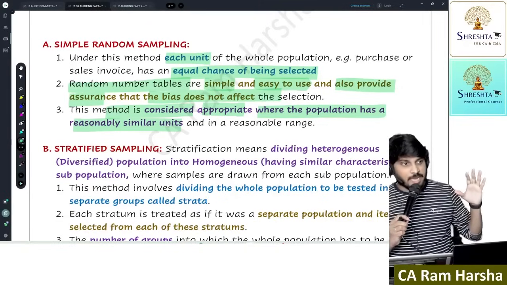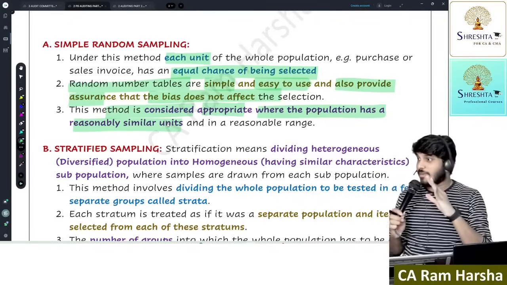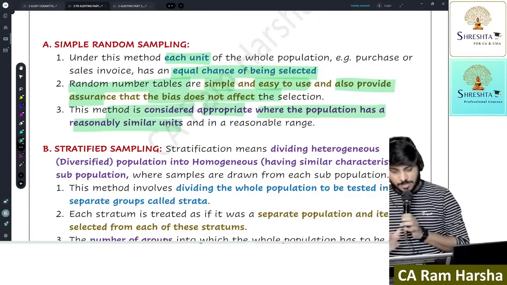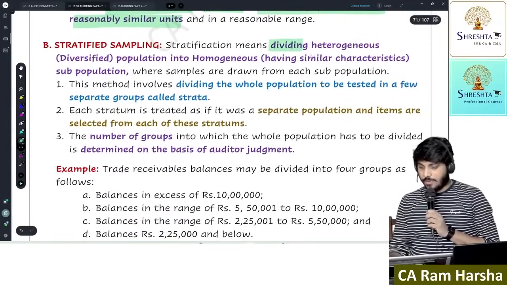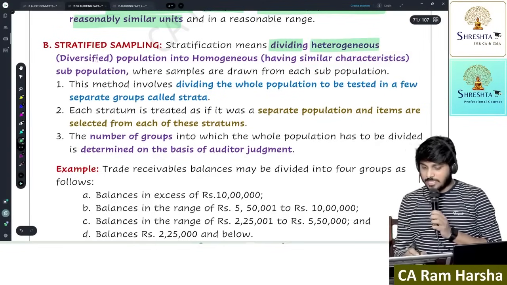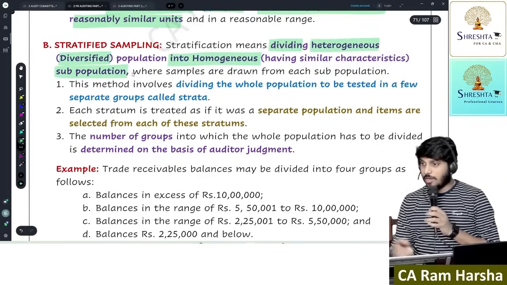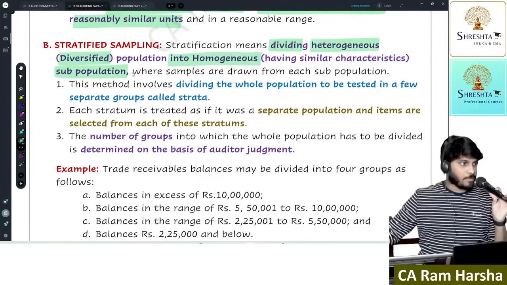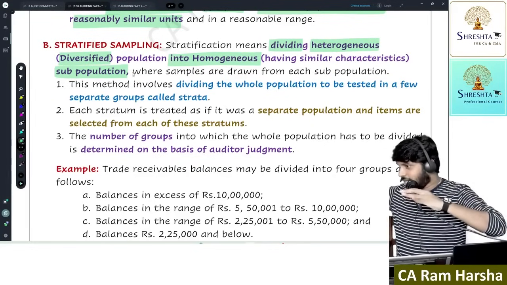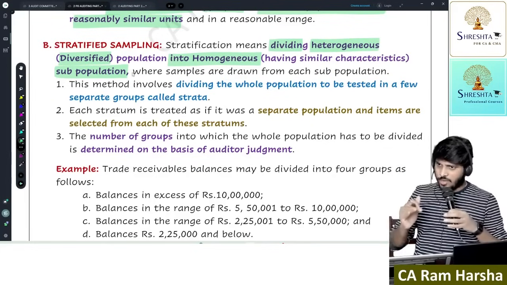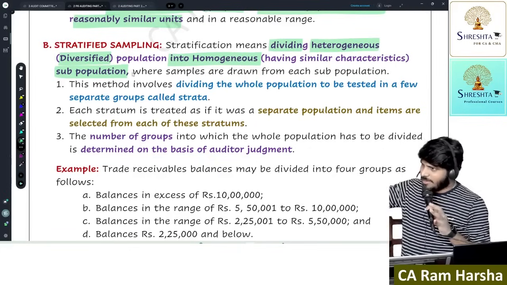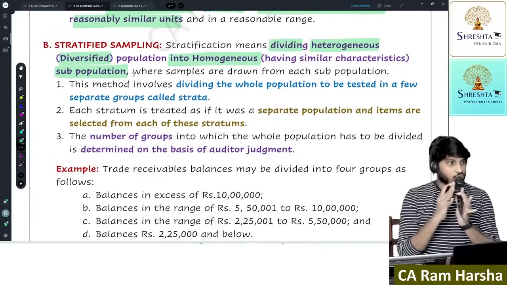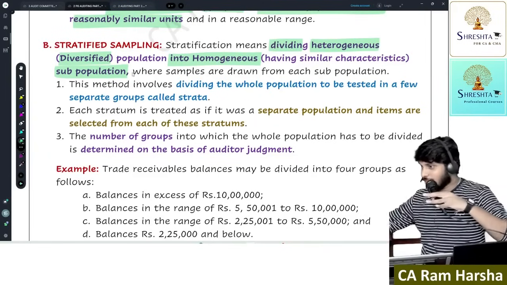Then I can apply simple random sampling happily. But when the population has extreme variations, it is always better to divide the population into subparts and select a sample from each subpart. Correct? So what is stratified? It means dividing a heterogeneous, diversified population into homogeneous populations. Yes or no? Now in our example, 12 rupees to 4,700 is the total population. We divided that into three categories: high value, middle value, low value. Now within low value, all items are similar. Within medium value, all items are similar. High value, all items are similar. So, splitting a heterogeneous population into homogeneous populations.